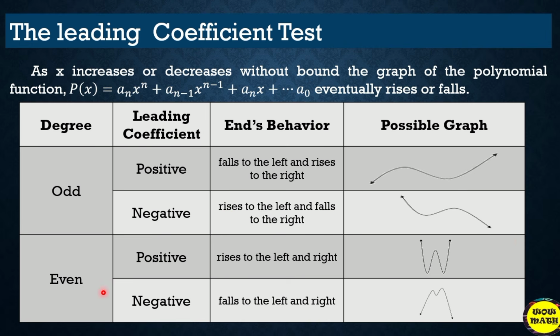And then kapag even number yung degree ng polynomials natin and then positive yung leading coefficient, both nung nasa kaliwa at nasa kanan ng graph ay pataas. Okay, both rises, no? And then kapag even number yung degree and then negative yung leading coefficient, then yung sa left side and right side ng graph, pababa naman. Okay, so tatandaan natin itong mga to.